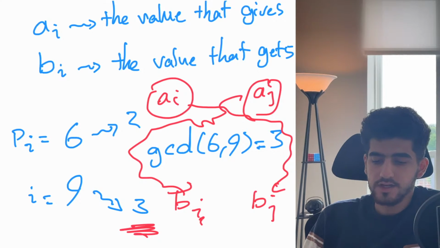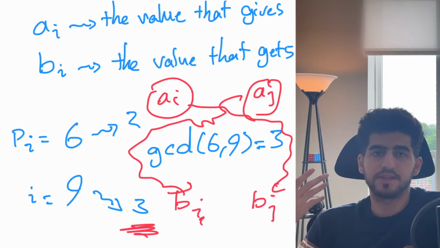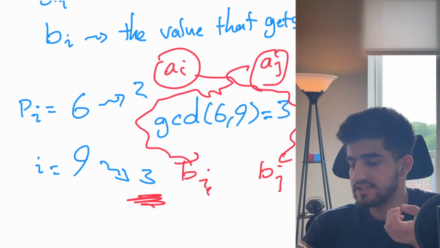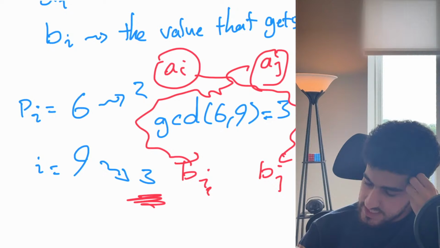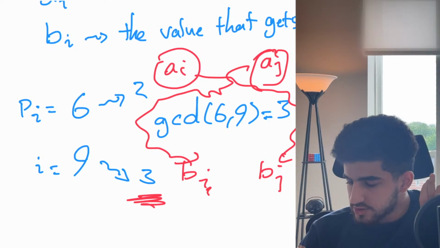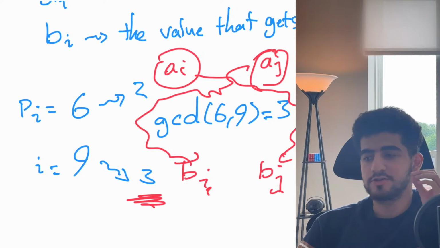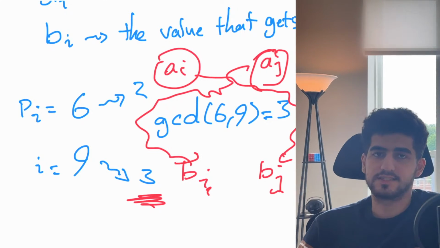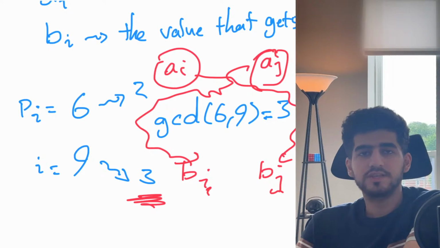So it's like each number gives you something and gets something from you. For example, if this is 6 and 9, it gives you 2 and gets 3. So A of J should be a multiple of 3. Also, A of I should be a multiple of, 2 should be a multiple of B of J. So they should cover each other's needs. Each one of them can give something and they need to get something.